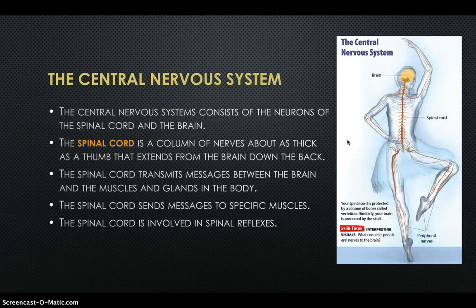The central nervous system. The central nervous system consists of the neurons of the spinal cord and the brain. The spinal cord is a column of nerves about as thick as a thumb that extends from the brain down the back. The spinal cord transmits messages between the brain and the muscles and glands in the body. The spinal cord sends messages to specific muscles, and the spinal cord is involved in spinal reflexes.